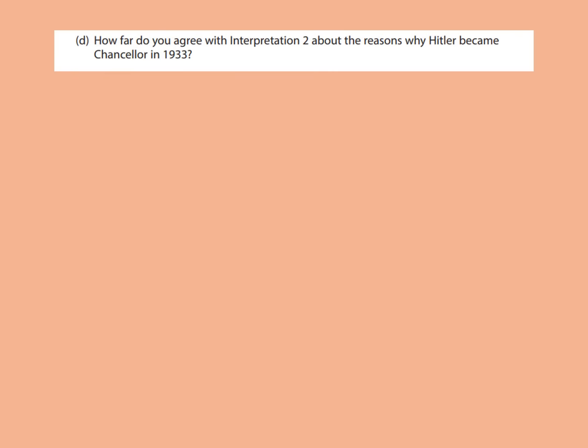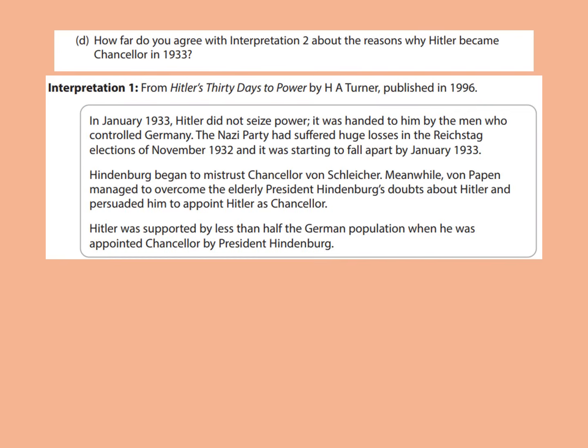Here's that question again. How far do you agree with interpretation 2 about the reasons why Hitler became Chancellor in 1933? In the first of the interpretations answers, the first full marker, usually question B, you will have already done this. You'll have identified what the views are, so this shouldn't take you too much additional time. But just in case you've not done that first by watching the earlier videos, here's a summary.